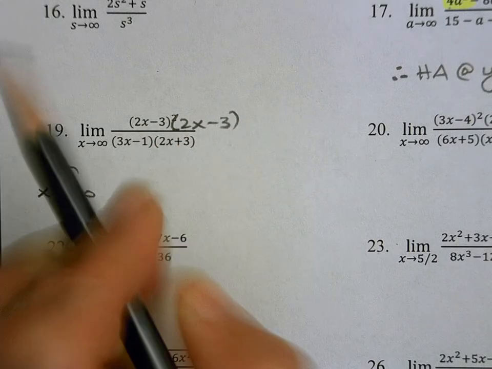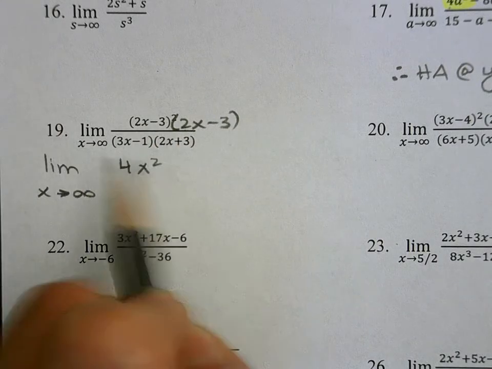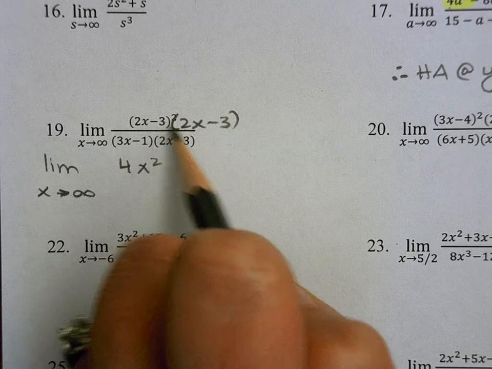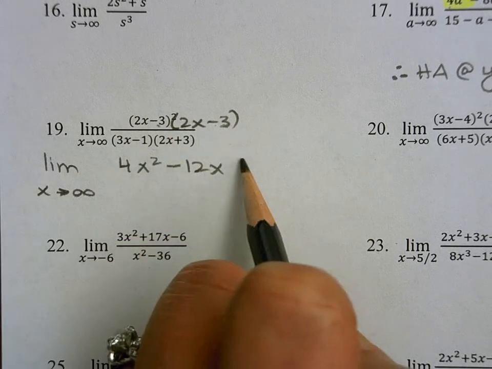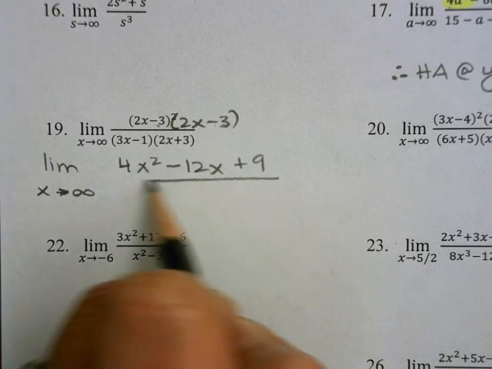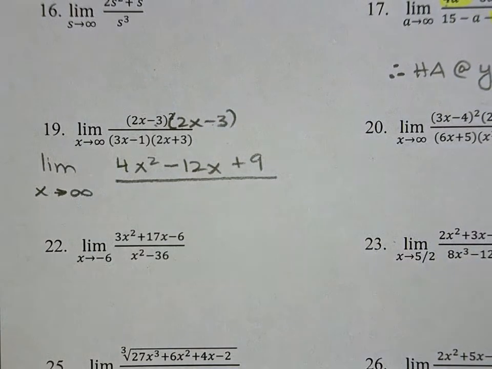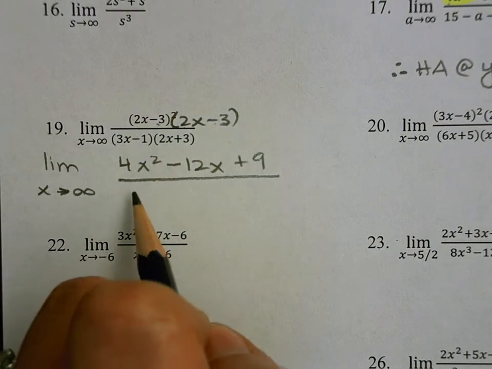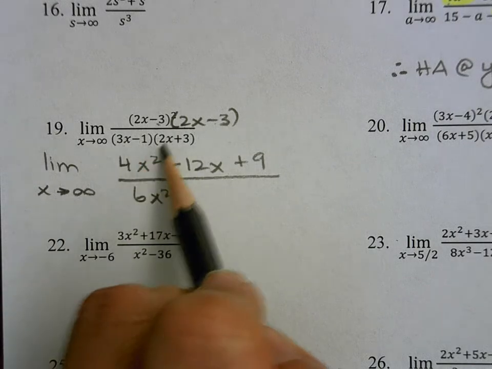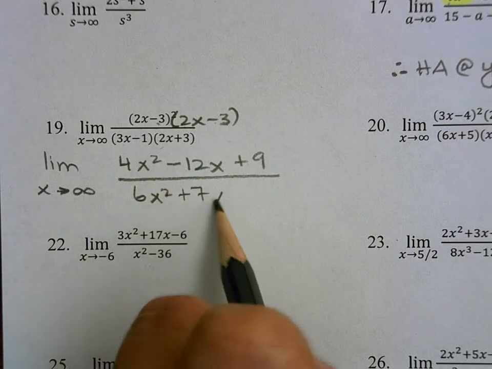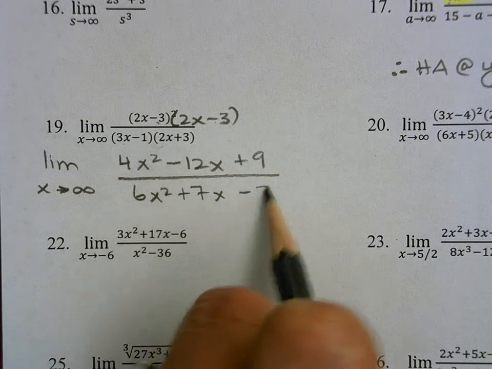So I'll have 2x times itself, and then -6x and -6x, and -3 times itself, and then distribute the bottom. So I'll have 3x times 2x, and then 9x minus 2x, and then -1 times 3.